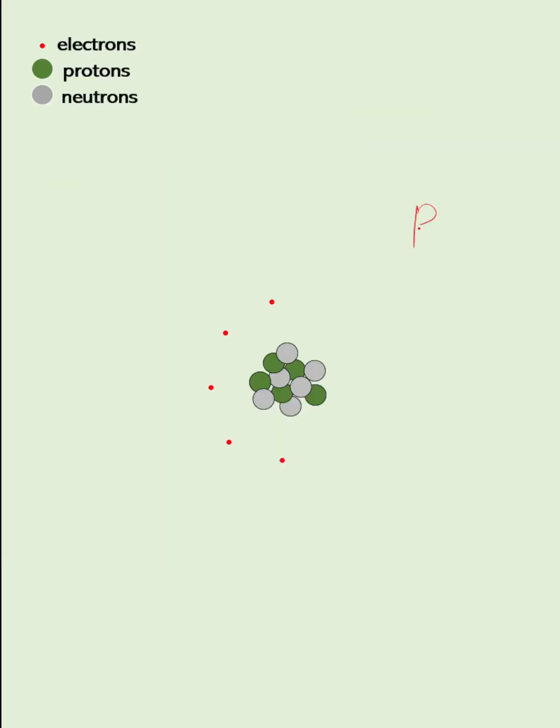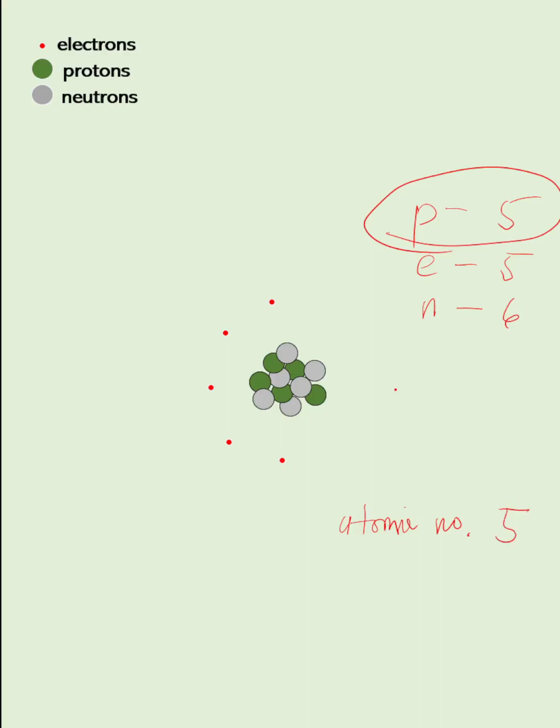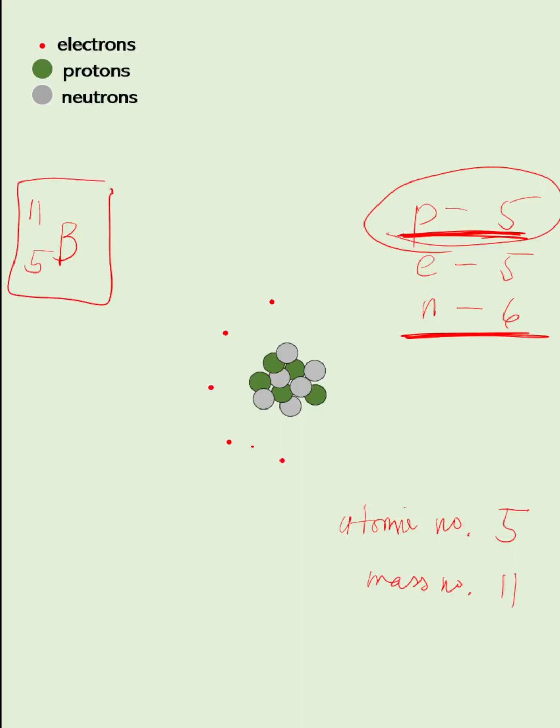Next, we have this one, protons, electrons, neutrons. Here we have 5 protons, also 5 electrons. Then here we have 6 neutrons. Again, the atomic number is equal to the number of protons. So it means atomic number 5, and that one is boron. Then we also need to know the mass number of the element. Again, the mass is equal to the number of protons plus the neutrons. 5 plus 6, we have 11. So this is the conventional symbol for this element.